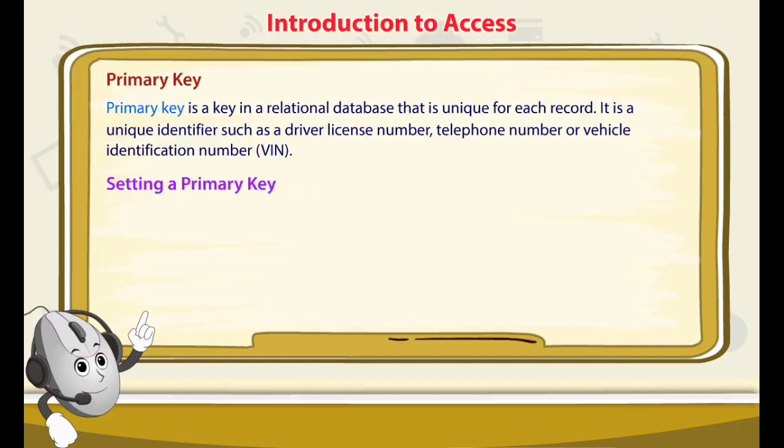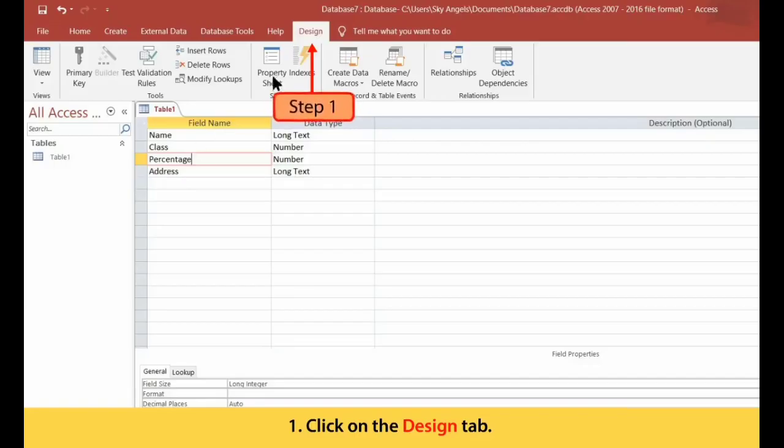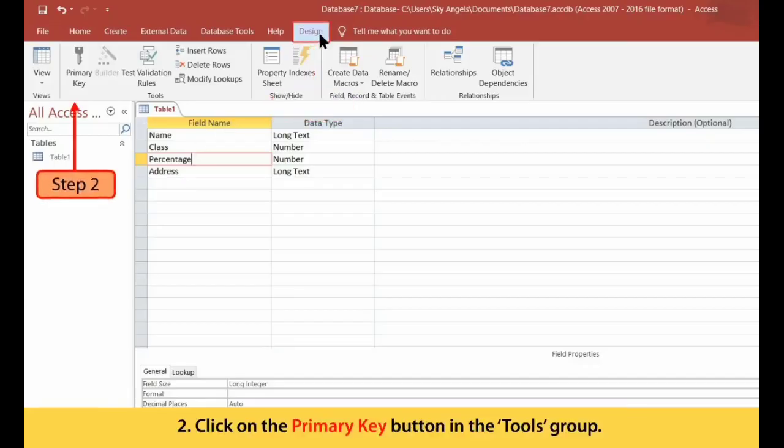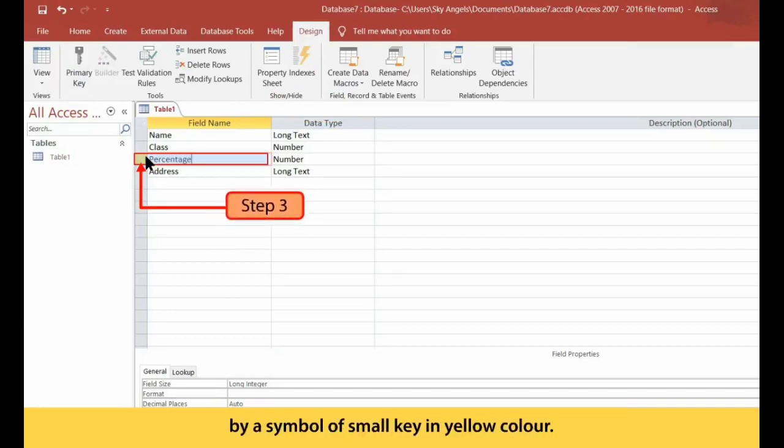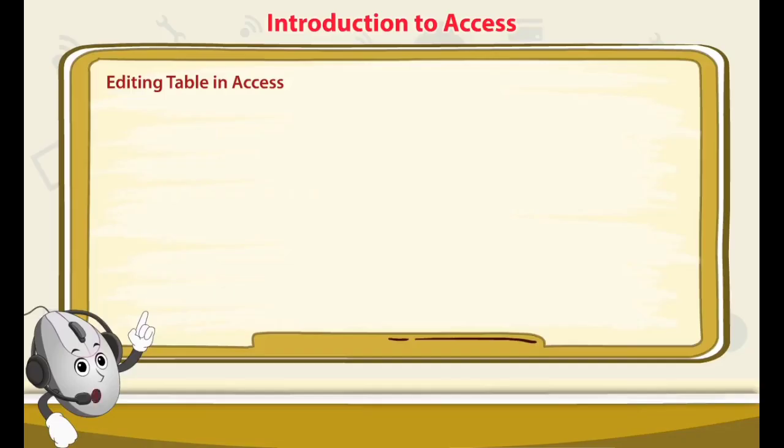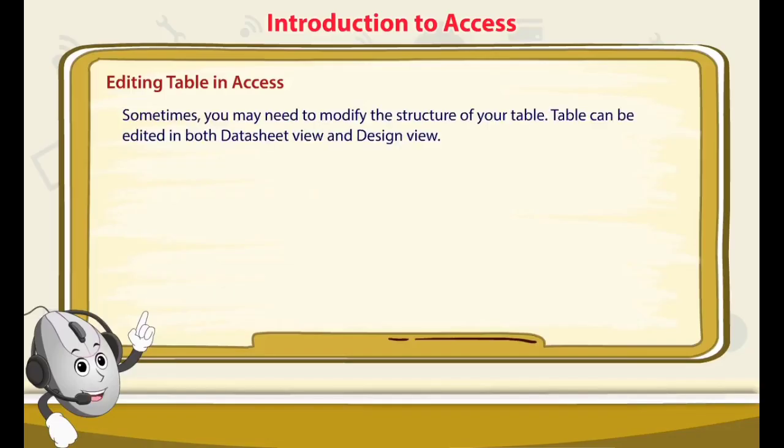Setting a primary key. Follow these steps to set a primary key. 1. Click on the Design tab. 2. Click on the Primary Key button in the Tools group. 3. A field will be set as the primary key, indicated by a symbol of a small key in yellow color. Editing table in Access. Sometimes you may need to modify the structure of your table. Table can be edited in both Datasheet view and Design view.